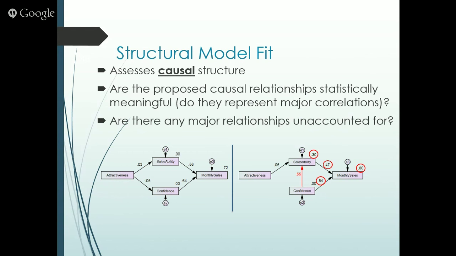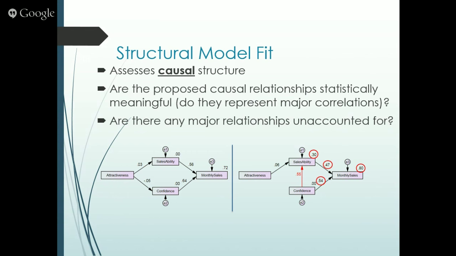Notice, I'm going to have to read this out here, it's kind of small. The R square on sales ability here is 0. We're not explaining any of the variance in here. Over here, we have a regression line from confidence to sales ability, and we're now explaining 30% of the variance. Well, that changes things drastically.